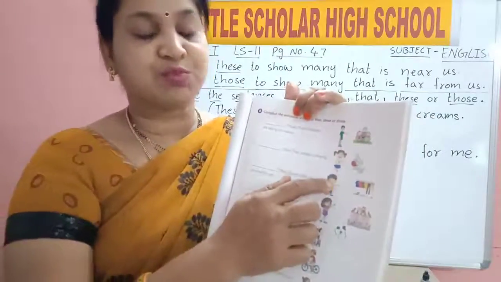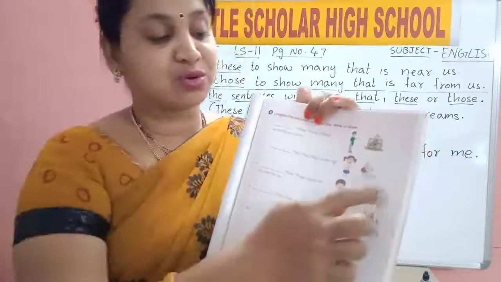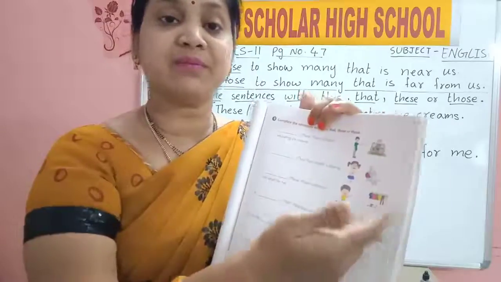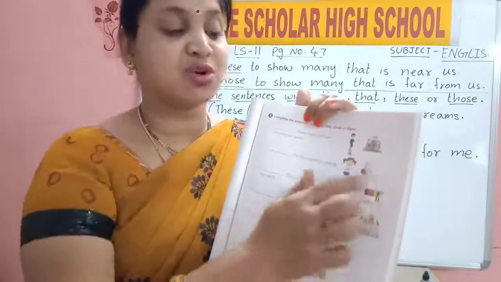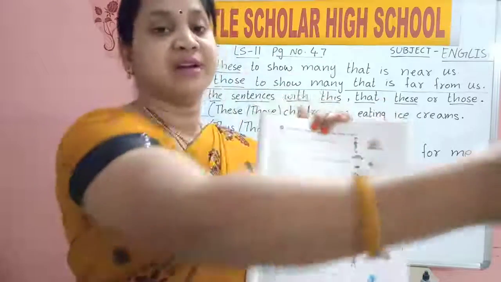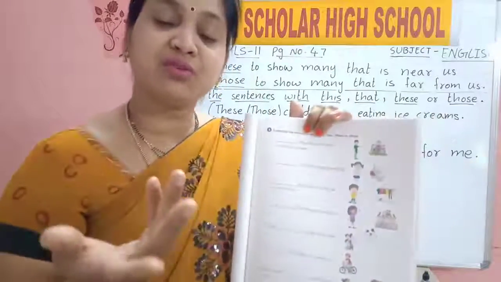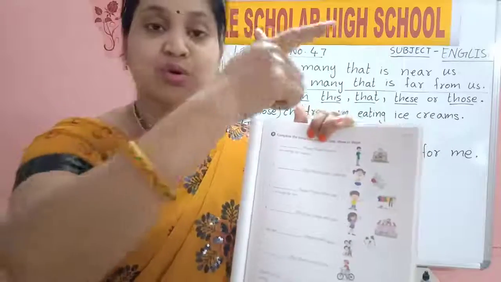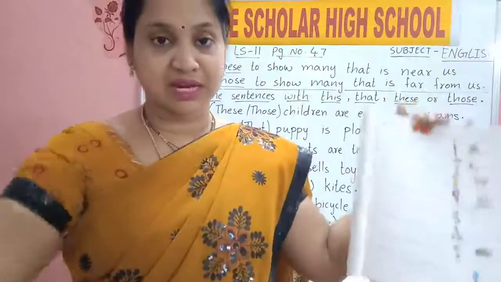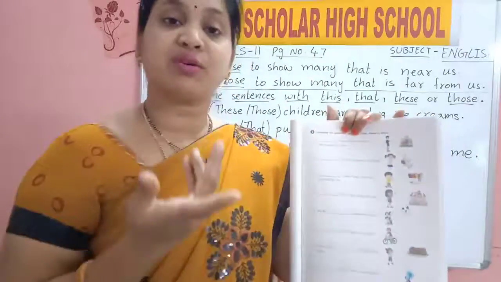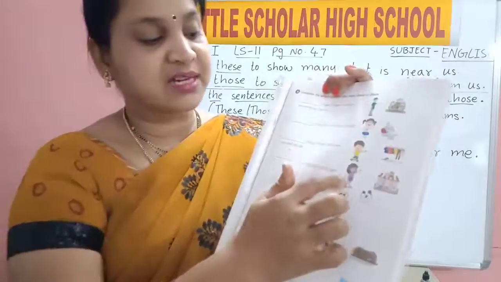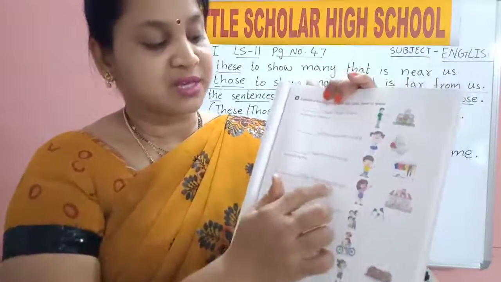Now see, this boy is pointing far and he is showing some clothes. So are the clothes near to him or far from him? Far. And also how many? Not one only, many are there. Many and far. What will we use for many and far? Those. When we are talking about many and which is far, what will we say? Those.